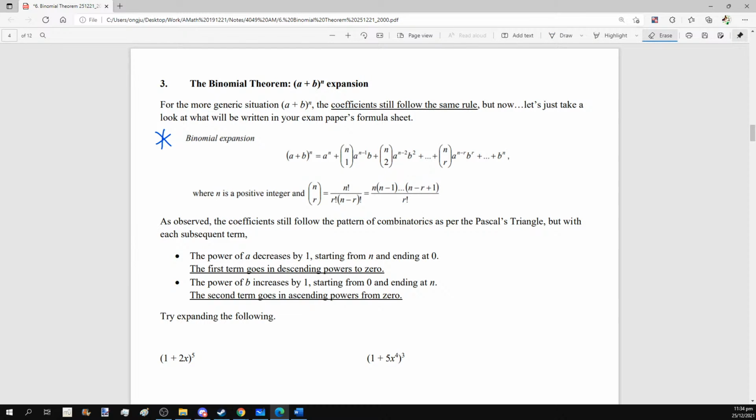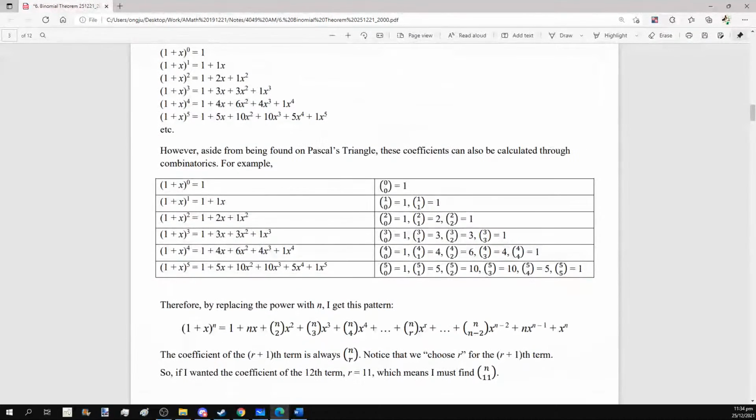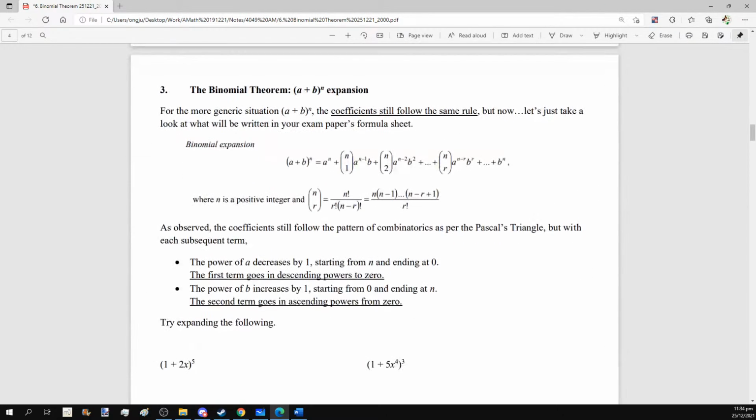Now, in the exam, the simplified formula of (1 + x) to the power of n, which is this one over here at the bottom, will not be given to you. But in the exam, you will at least get the uglier looking one, which is this, the more helpful looking one.